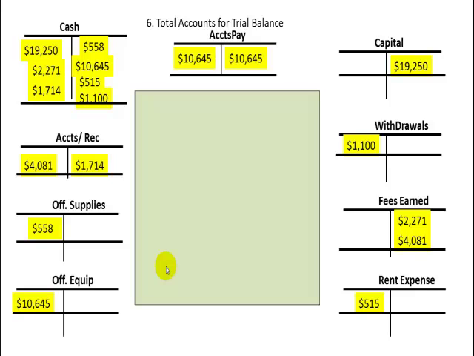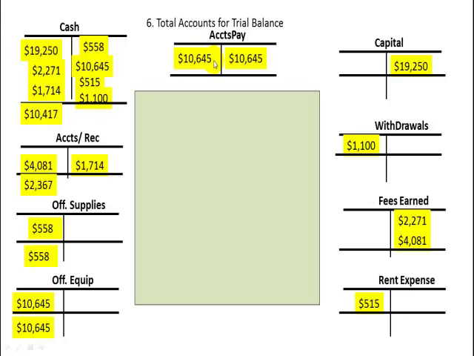So let's see, the cash account, if you add up all the debits and add up all the credits and combine them, you should end up with a debit balance of $10,417. Now the accounts receivable account is going to have a net debit balance of $2,367. Let's see, we've got office supplies next, $568 debit balance. Next, we've got office equipment. It's going to have a debit balance of $10,645.